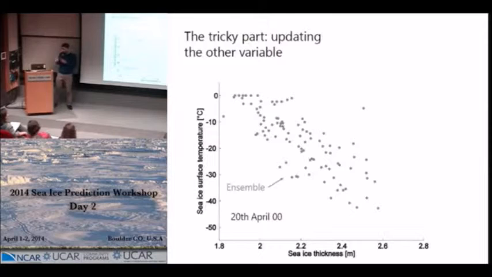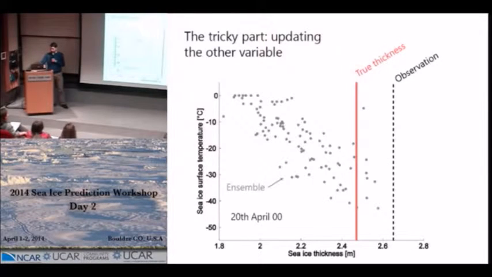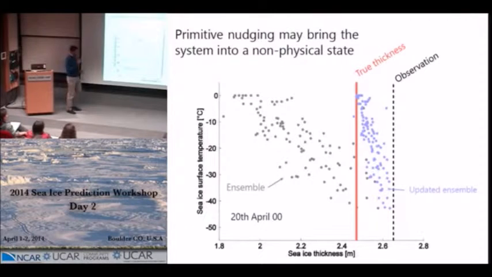And when you do simple nudging, if you have an observation somewhere of sea ice thickness, what you do is just bring the gray dots closer to observations, but you forget one important thing. You don't update the temperature of the ice at the surface. And what you do if you do simple nudging is that you just break the relationship in your model between the 2 state variables.